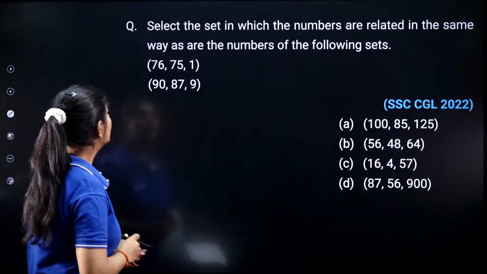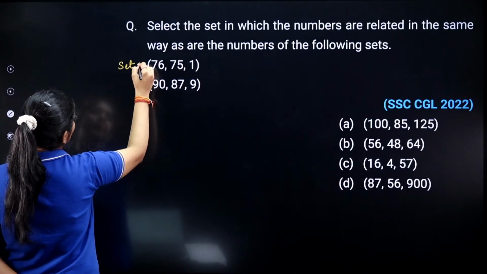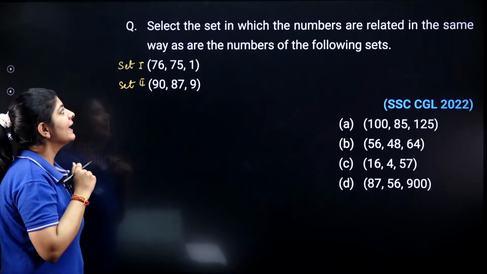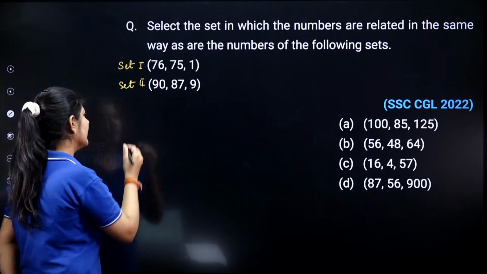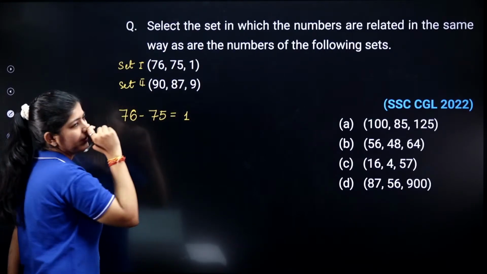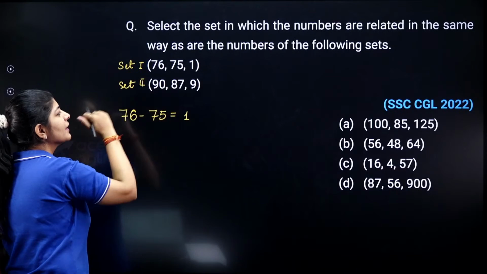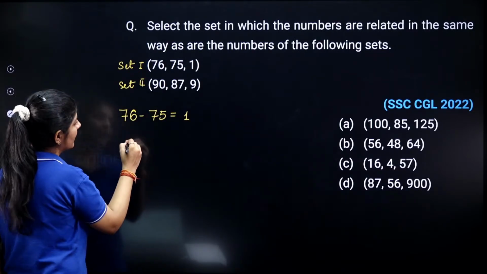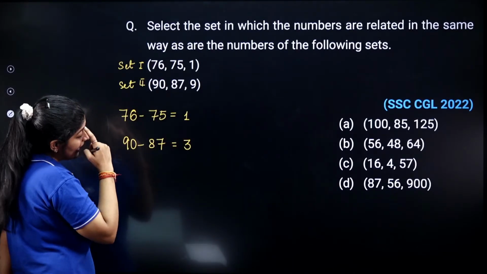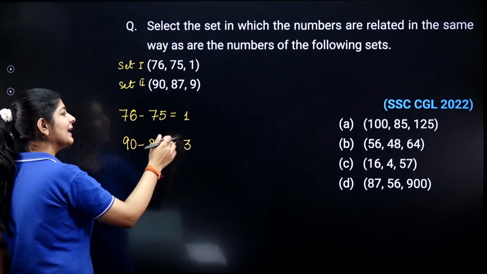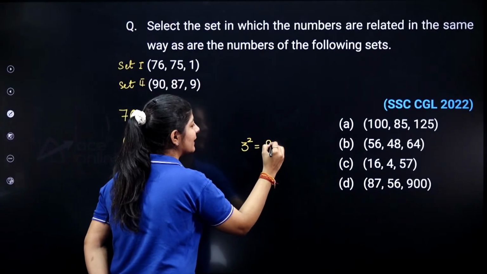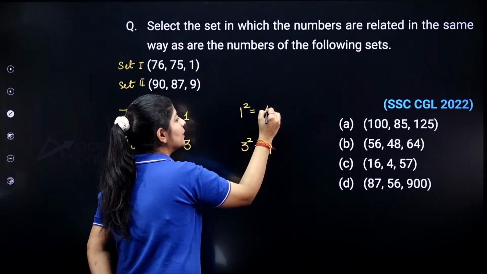Let's see. Okay. First, I am going to consider my set 1, right? And after that, we will consider our set 2. Set 1 is saying 76, 75 and 1. If I subtract my second number from my first number, I am getting 1, right? But when I do the subtraction over here in set 2, 90 minus 87, this time I am getting 3, not 9. But when I see this 3 now, I know that I can connect this 3 with 9. How? Because I know that the square of 3 is nothing but 9. Similarly, the square of 1 is nothing but 1.